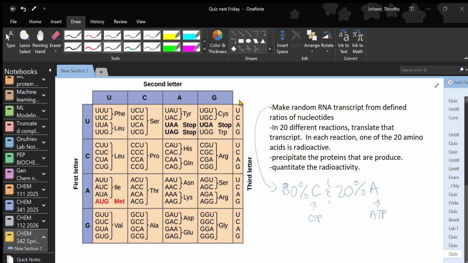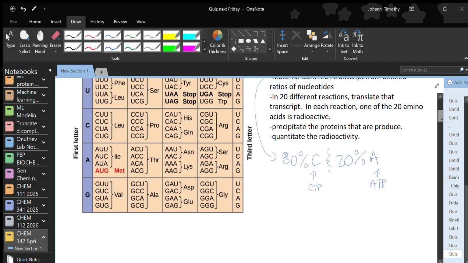Recording. All right, so we've done these ratios. So what possible codons can we make from those? Okay, well, be specific.